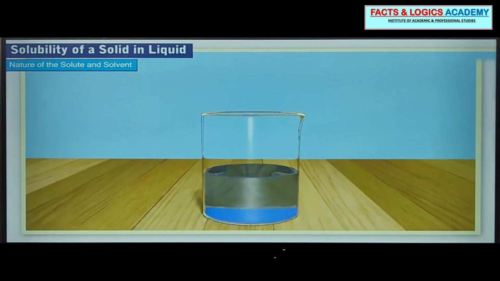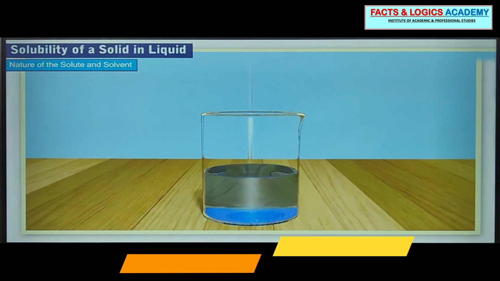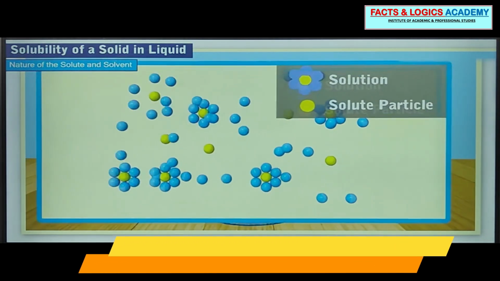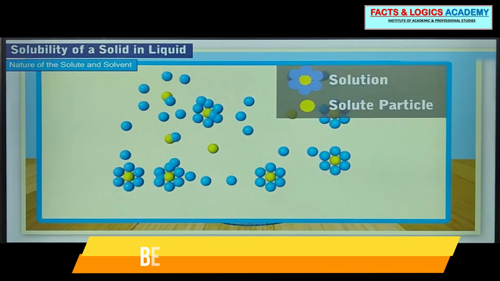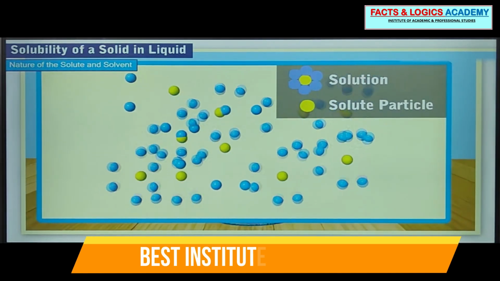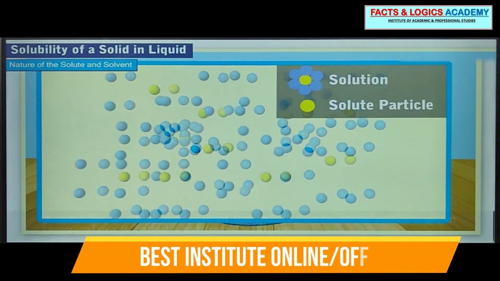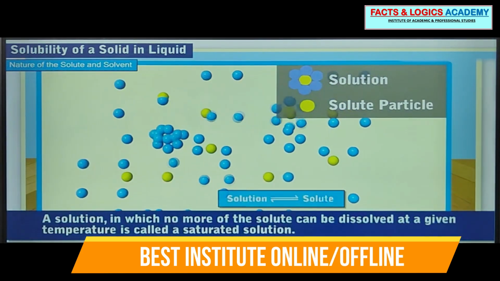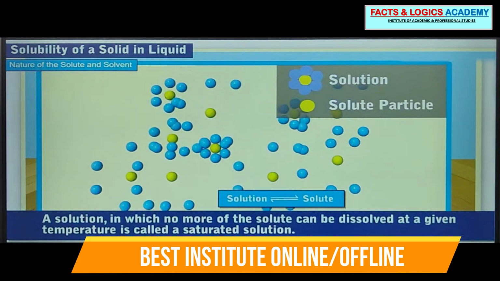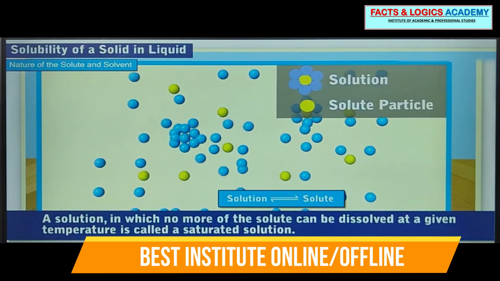If you continue to add the solute, there will come a stage when no more of the solute can be dissolved in the solvent at a given temperature. The state of dynamic equilibrium is reached between the solute particles going into the solution and the solute particles separating out. Such a solution, in which no more of the solute can be dissolved at a given temperature, is called a saturated solution.